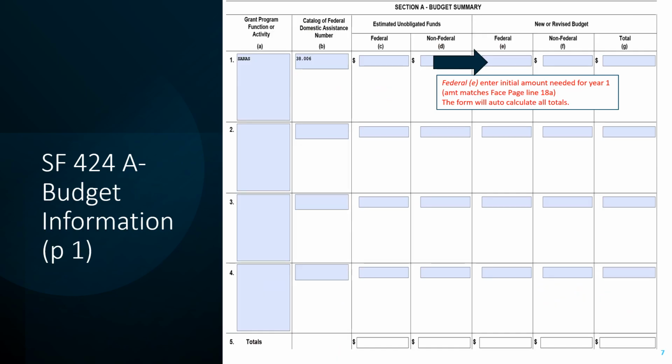Moving on to the SF424A or budgets. This form as well is 3 pages. We will go over page 1 here. And all you're doing here, because number 1 and A and B are populated already, you are filling out 1E, which is for the new budget, federal amount being requested. You will put that total here. This total will match the number that you had on the face page, line 18A.